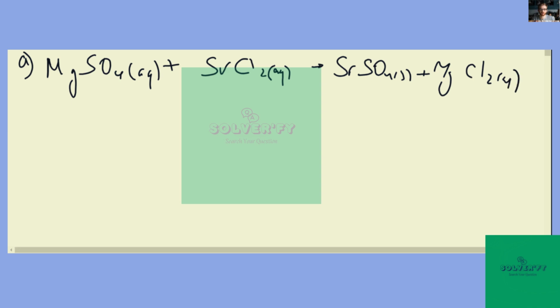So this reaction doesn't need any balancing because both magnesium and strontium are divalent, and therefore we don't have to add any coefficients before the chemicals. Now let's split it into ions to derive the complete ionic equation.